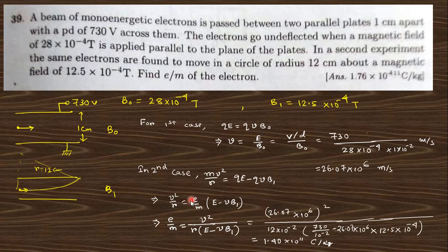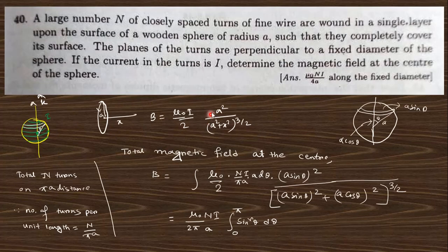Due to this negative sign, the direction will be changed, but the magnitude will be like that. I cannot find any error in this calculation. If you can find any error in this calculation, you must comment in the comment box, right? So I think this will be the answer. Go to the next one.